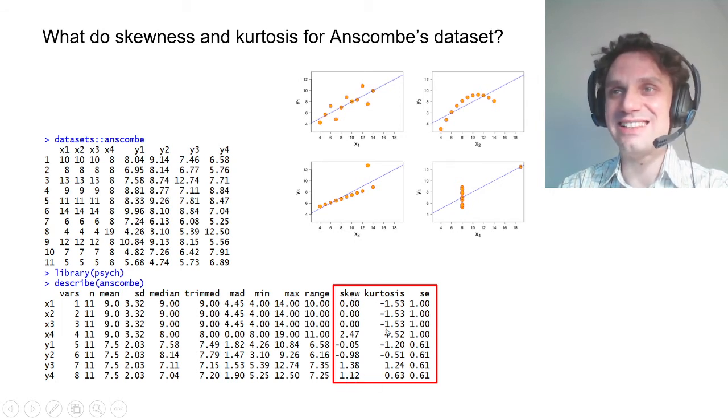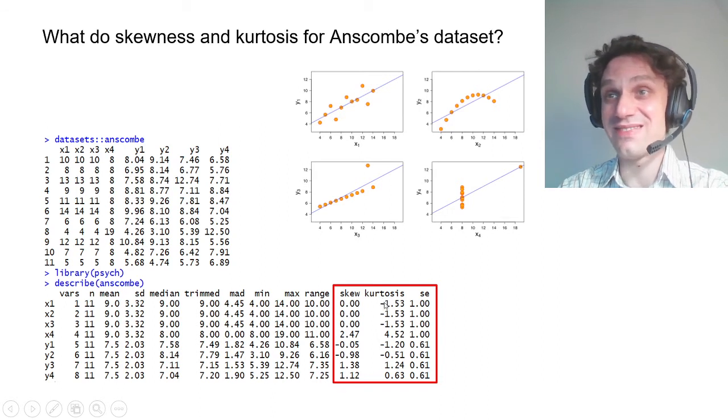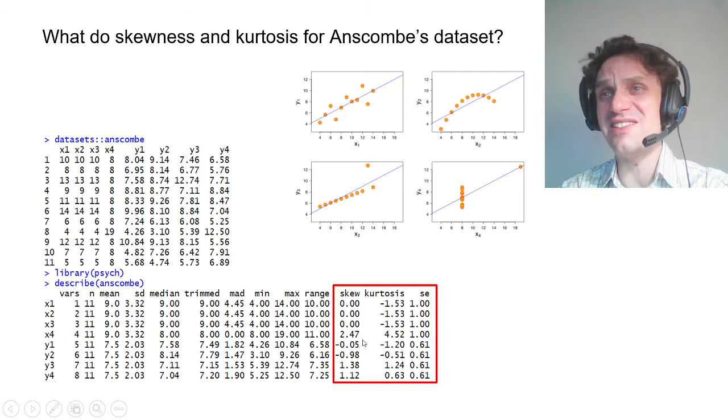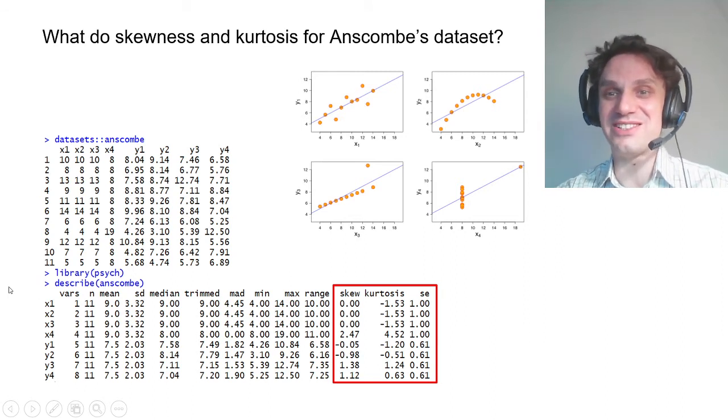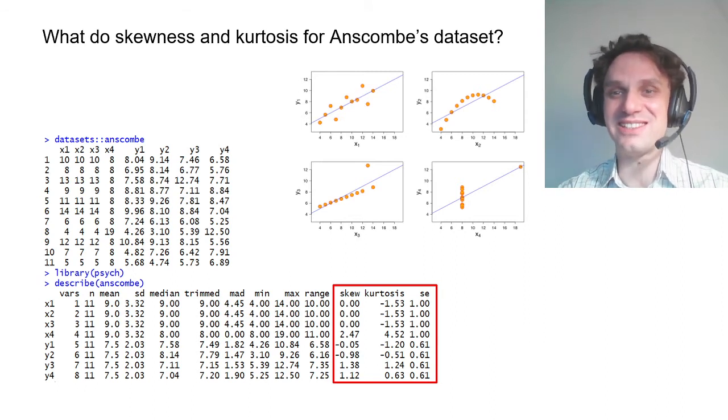In most cases, they are above 1 or below -1, suggesting that these distributions are not normal and there is something going on with them. However, what exactly is going on with them, it's hard to say just by looking at those values. Of course, scatter plots are much more informative.